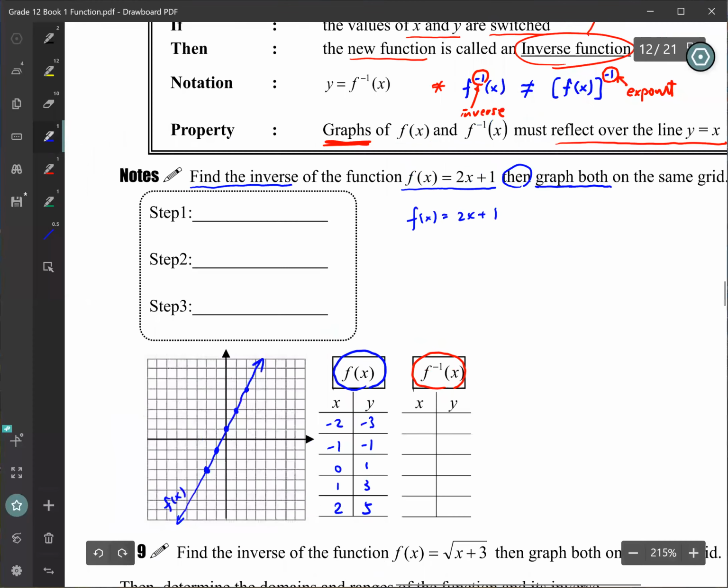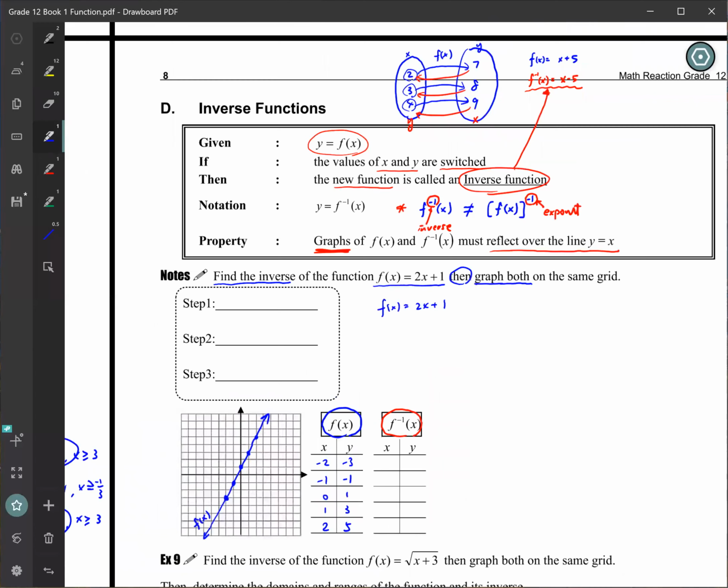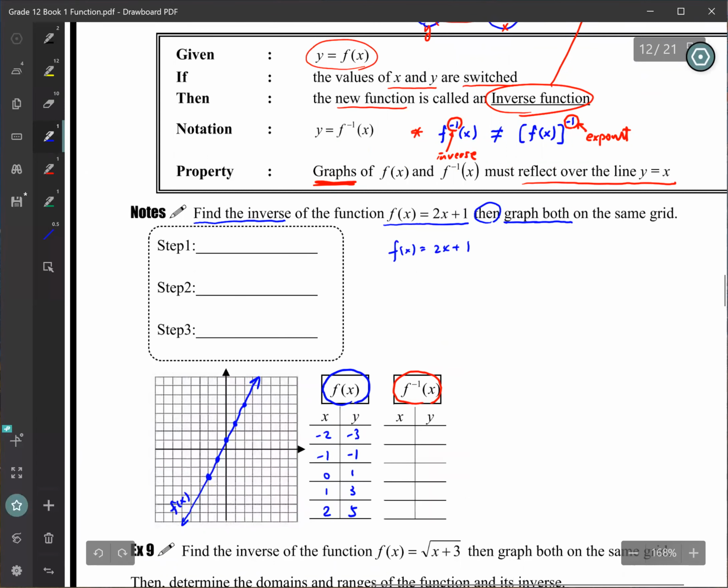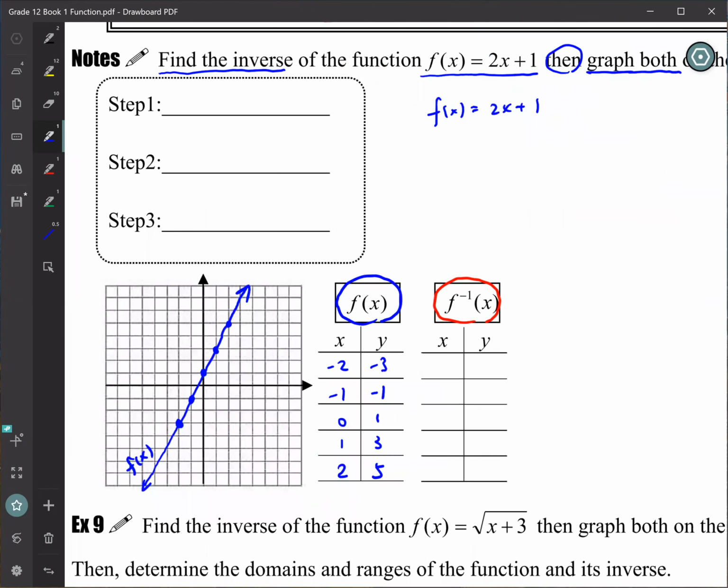Okay, so remember from the introduction, we said that the output for the original will become the input for the inverse, right? So what used to be x will now become the y. What used to be the y will now become the x because we're trying to go backwards. For the original, it's going this way. For the inverse, it's trying to go back, for the red. So all the y values will now become the x. So that's pretty easy. You just copy over.